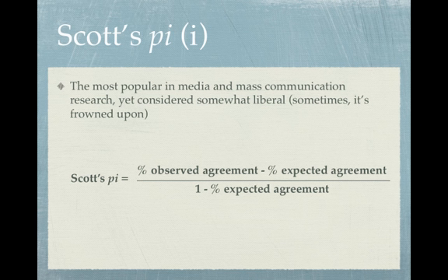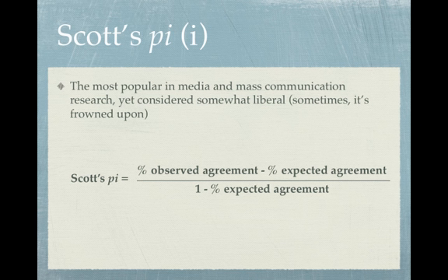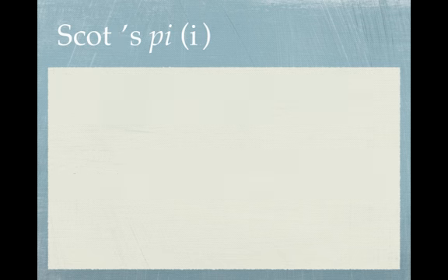So we're not only looking at where they agree, but also where they do not agree, and how we expect them to agree. So the formula is the percent observed agreement minus the percent expected agreement, divided by 1 minus the percent of expected agreement. So let's take this example.